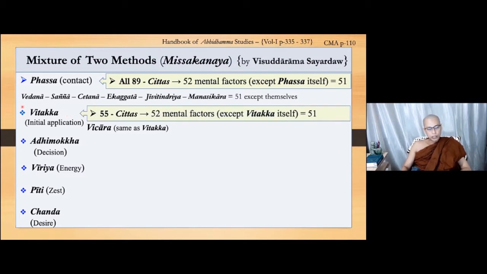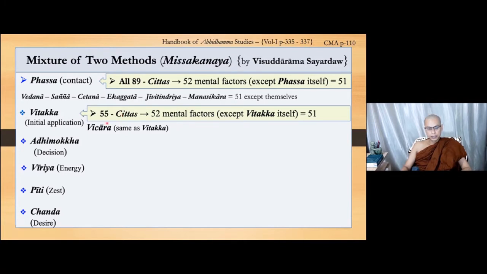Then let's continue to the occasional mental factors. Here we take initial application, Vitakka. It associates with 55 consciousness. In those 55 consciousness, there are unwholesome, wholesome, resultant, and functional. So if you can recall, what are the 55? Among the sense-sphere consciousness, only the Dvipancavinnana are exceptions, 44, and the first jhana 11.